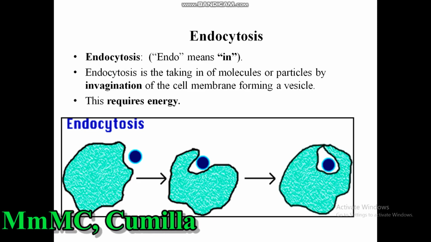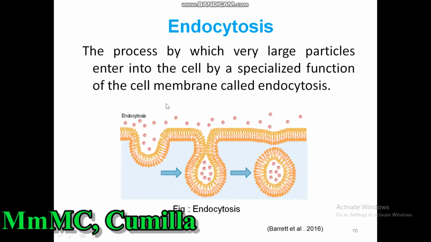Now, endocytosis. Endocytosis means coming inside. Endocytosis is the taking of molecules or particles by invagination of the cell membrane by forming a vesicle. It also requires energy. This is the process by which very large particles enter into the cell by a specialized function of the cell membrane.